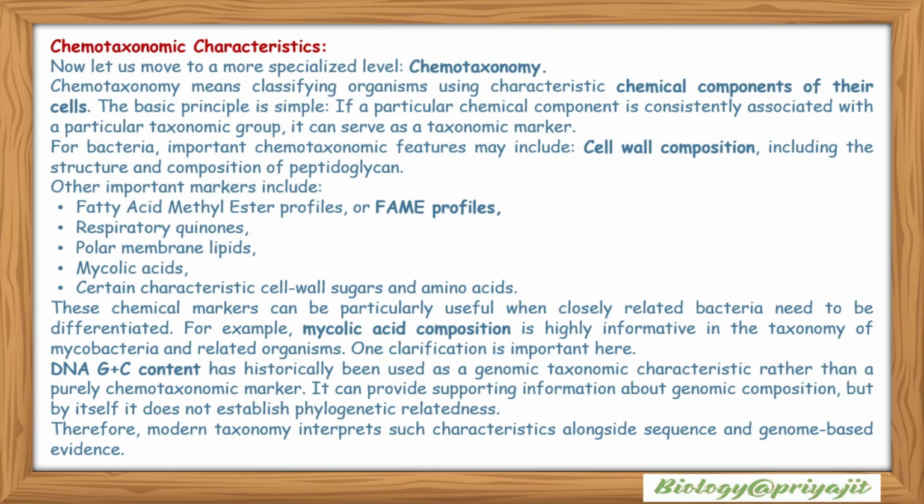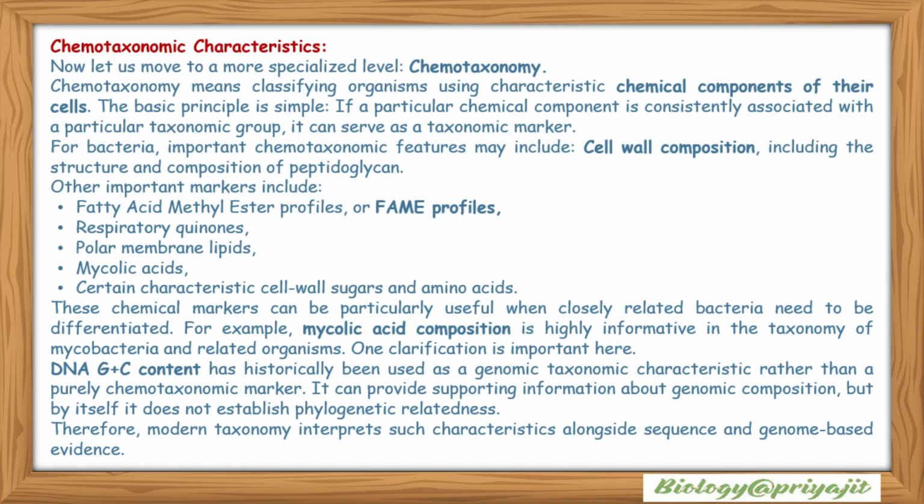peptidoglycan. Other important markers we can include are the fatty acid methyl ester profile or FAME profile, respiratory quinones, polar membrane lipids, mycolic acids, certain characteristic cell wall sugars and amino acids. These chemical markers can be particularly useful when closely related bacteria need to be differentiated. For example, mycolic acid composition is highly informative in the taxonomy of mycobacteria and related organisms.